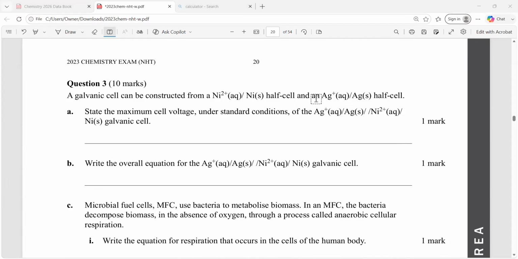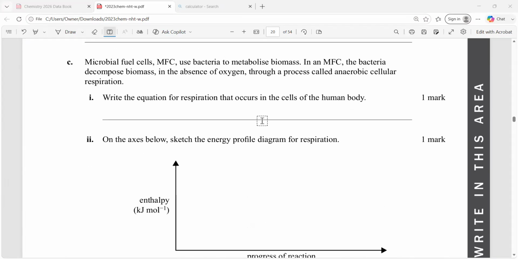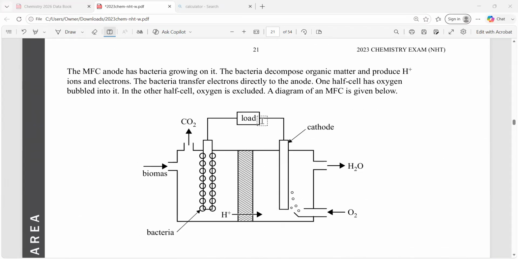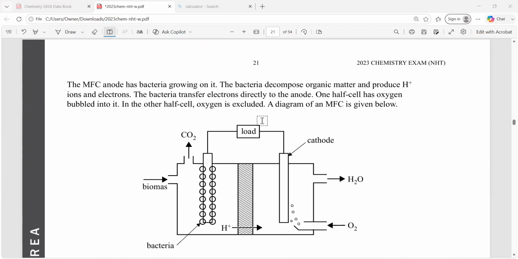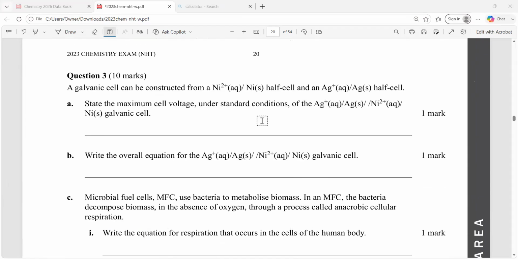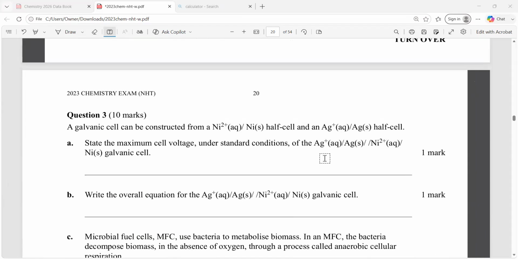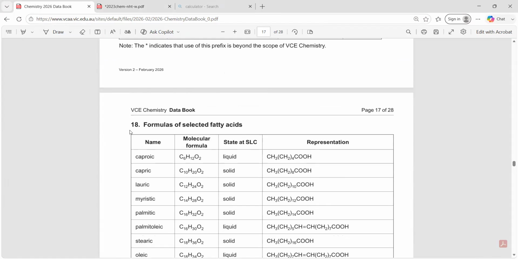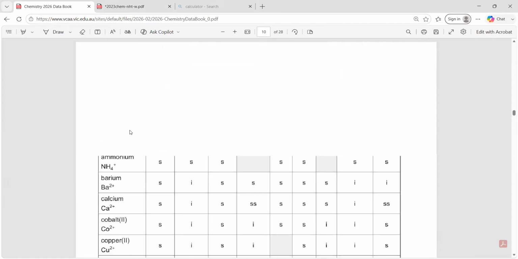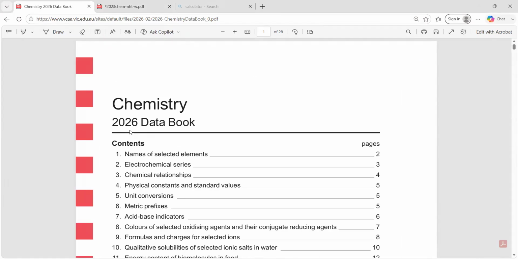So this is a galvanic cell question. Cool. So state the maximum cell voltage. Oh, this is a tough one. So pretty stock standard.